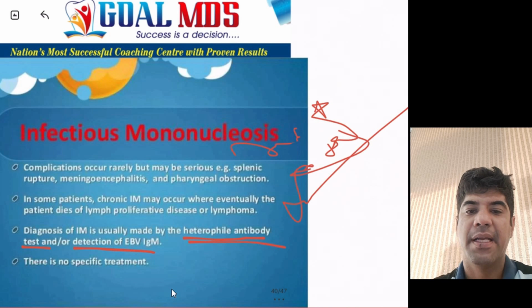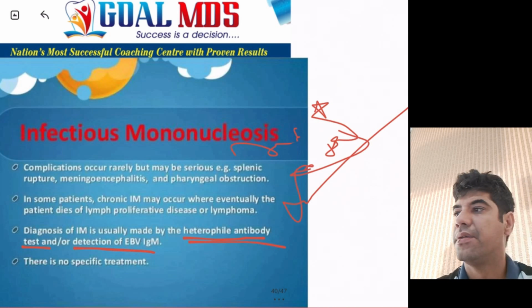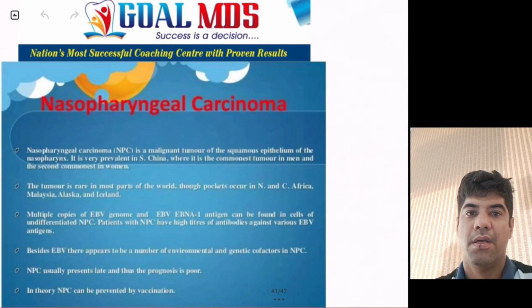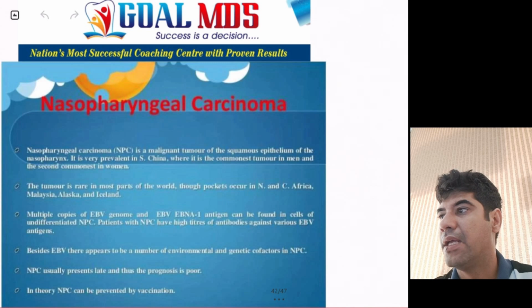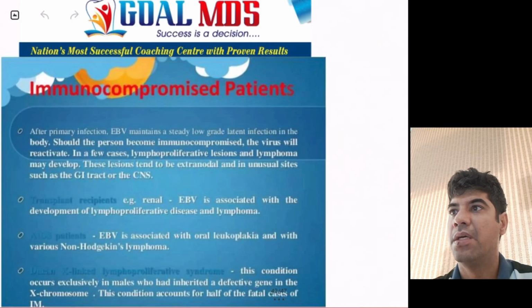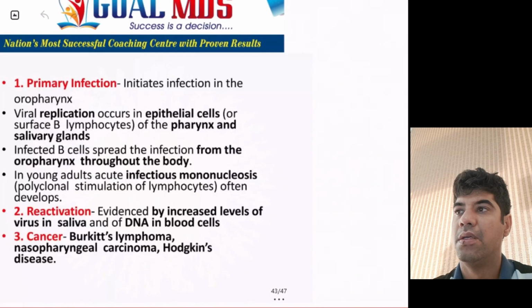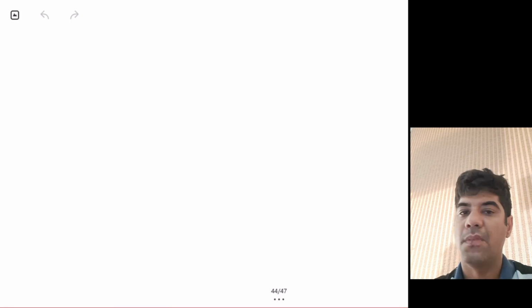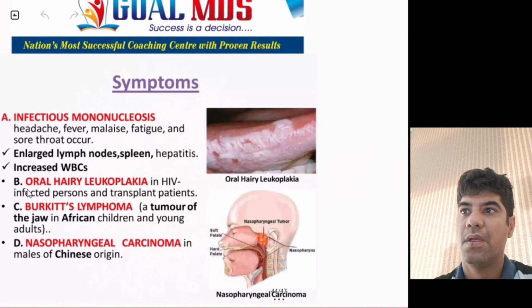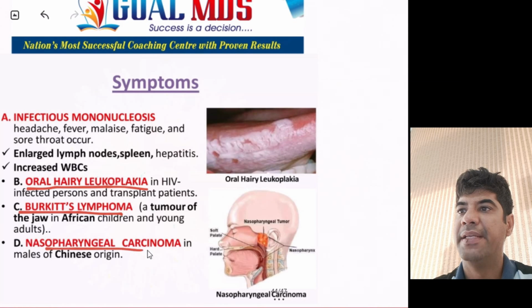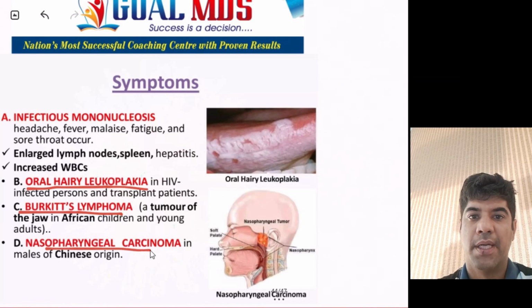Real-time PCR can be used for the immunocompromised patient. The Epstein-Barr virus can be associated with various conditions like nasopharyngeal carcinoma, oral hairy leukoplakia in HIV patients and transplant patients, and Burkitt lymphoma. So that is an important point from your entrance exam point of view.